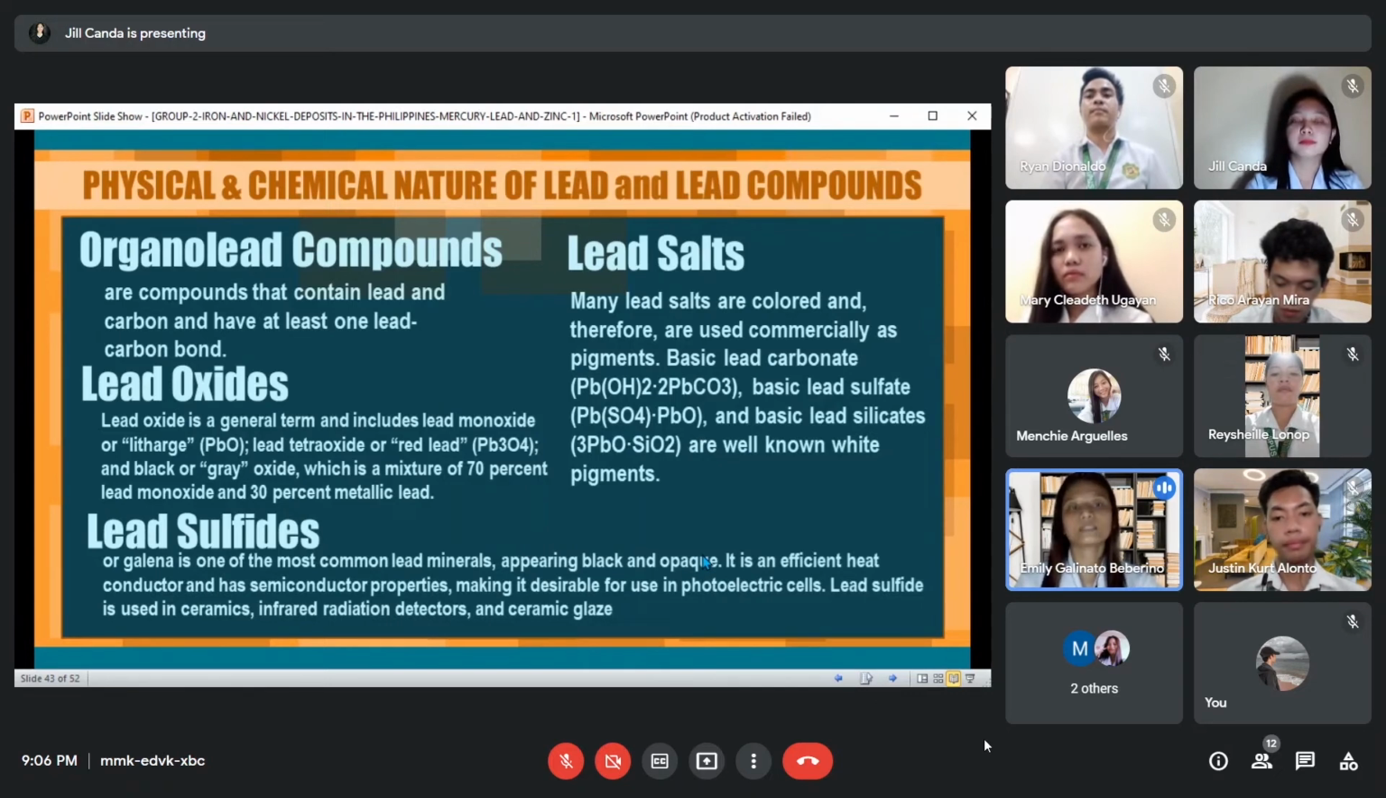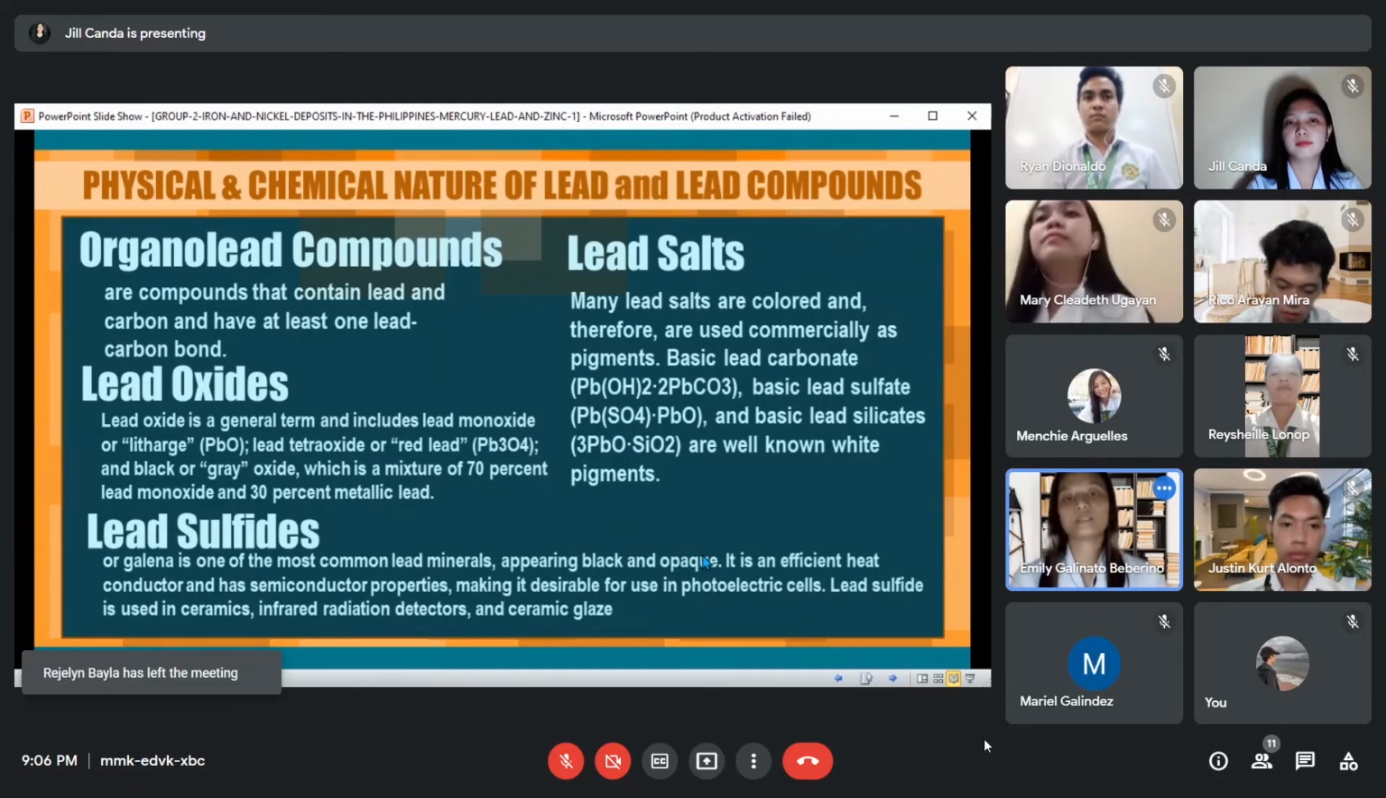Then the second is lead oxides. Lead oxides is a general term and includes lead monoxide or litharge, lead tetraoxide or red lead, Pb3O4, and black or gray oxide, which is a mixture of 70% lead monoxide and 30% metallic lead.